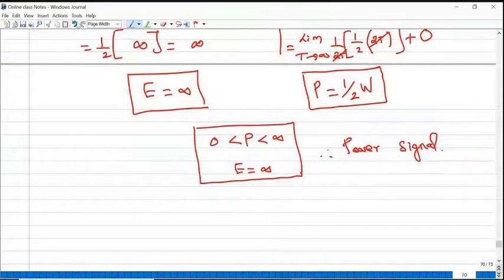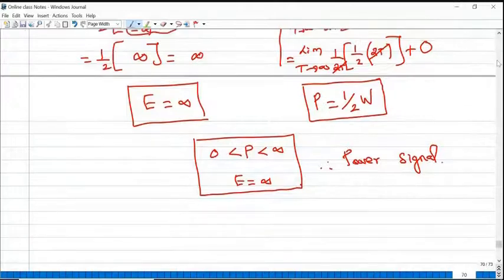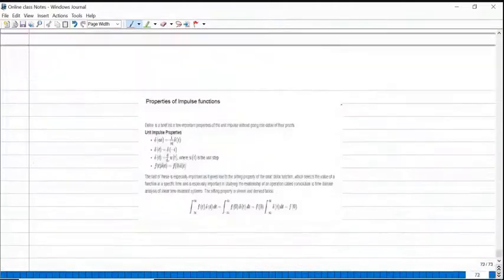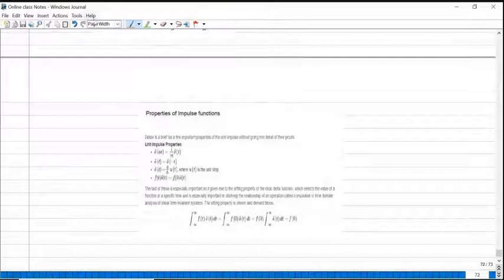This is the way I have to solve. So the first two examples are completed. e power j theta is a periodic signal, so it's a power signal. x of t equal to cos t is a periodic signal, and we proved that it is a power signal also. Next, u of t minus u of t minus 1.